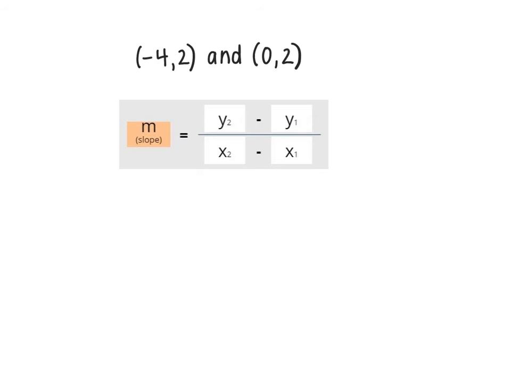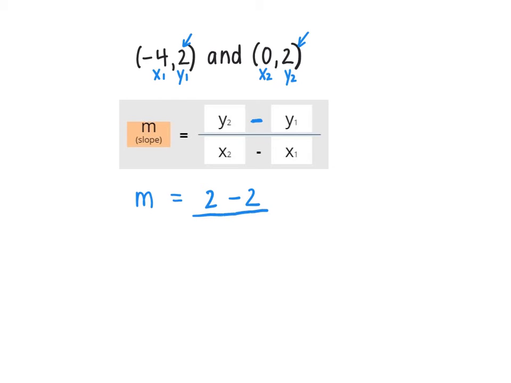We'll start by labeling the points x1 and y1 so that we'll be able to substitute them easily into our equation. We have x2 and y2 for the second point and x1, y1 for the first point. So we will substitute those values in, knowing that y2 is going to be 2. From that, we will subtract, because that's what the formula tells us to do. We need to subtract the y1 value, which is also 2.